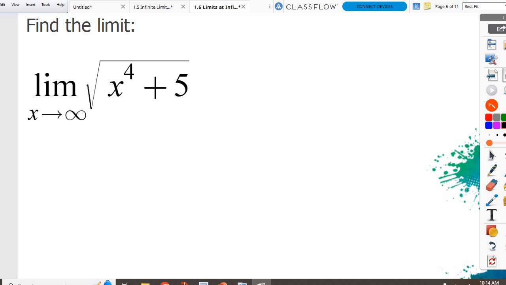Okay? So, here's one. We're not going to write it out, but if I raise an infinitely big number to the 4th power, what are we going to get? Really big number. And then I add 5. A little bit bigger, right? Not that much. But then I take the square root of that really big number. Yes? It's going to make it a smaller, really big number, but it's still a really big number. And it's still positive.